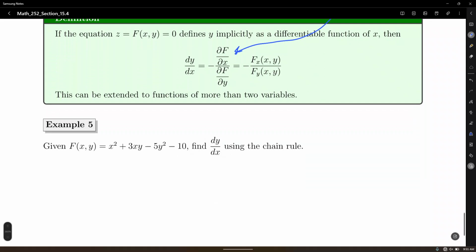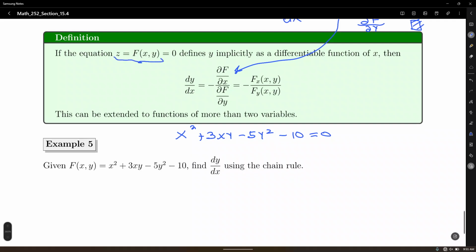So given big F of x, y equals x squared plus 3xy minus 5y squared minus 10. So it's the same exercise we did in the previous page, except that what did we have? x squared plus 3xy minus 5y squared equals 10. So we moved the 10 to the right hand side. So let me make it a minus and set it equal to 0. So now, because this defines a new implicit function, we can set that big function we just created equal to big F, which is this.